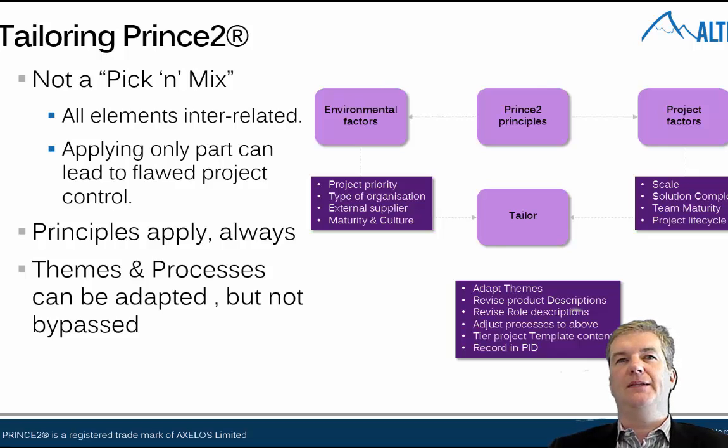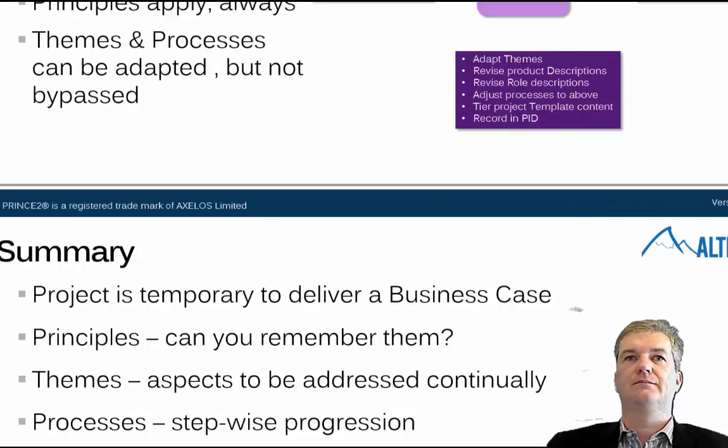And the themes and processes can be adapted, but I think it's very important. You can't just decide not to do them. You can't just decide not to do quality, for example. So yeah, it can be tailored, but you need to take a sensible approach to tailoring, and it really should be at an organizational level that the tailoring is decided and the bounds of the tailoring are decided.